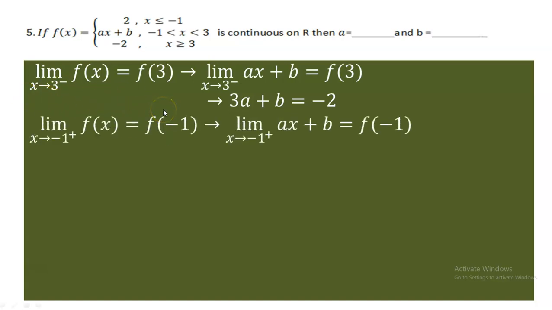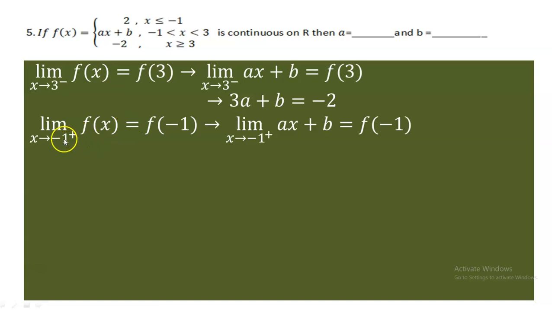Now comes the case for this function to be continuous. Let's consider continuity to the right of minus 1. So the limit of f of x as x approaches minus 1 from the right needs to be the same as f of minus 1, because for this to be continuous throughout, the function has been split into 3 pieces at 2 different values, at minus 1 and 3. So we have to create a case of continuity at these two broken values, at minus 1 and 3.